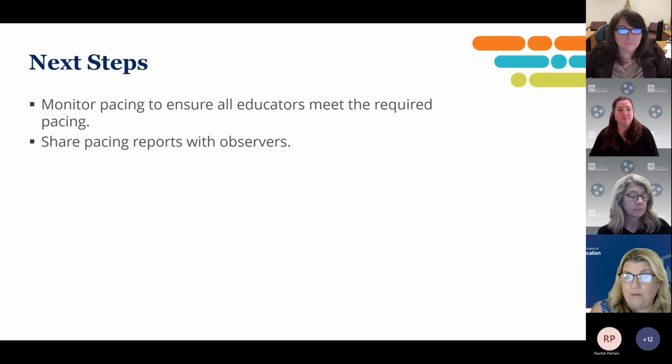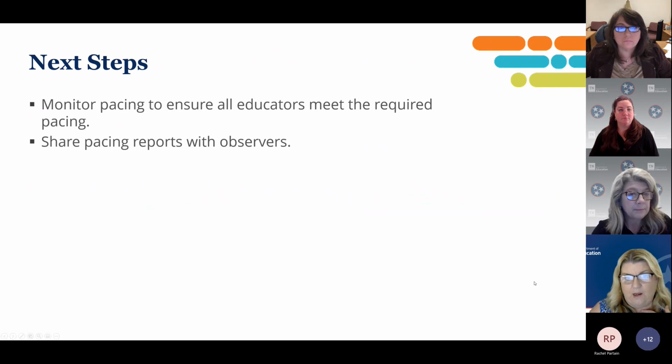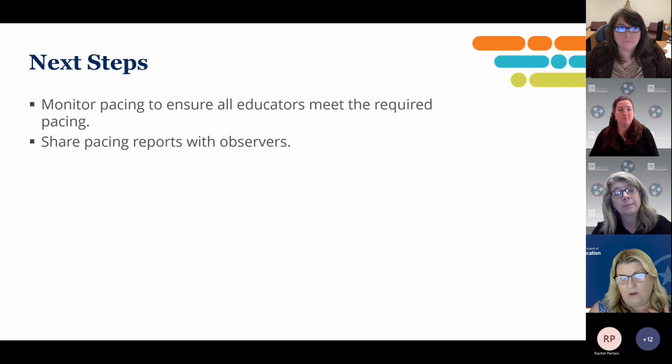So your next steps really are to monitor to ensure that all educators meet the required pacing. And you may want to share these reports with your observers. That will help them make sure that every teacher is getting the required number of observations to meet pacing. If they don't meet pacing, they will not have an observation score and will not generate an LOE. If they don't meet pacing, that is grievable. They can grieve that the procedure was not followed correctly.